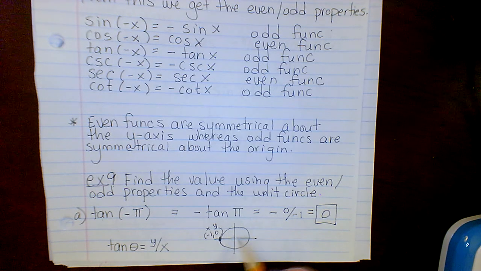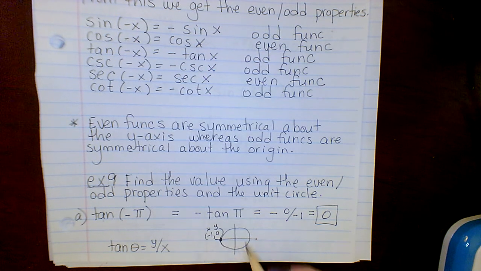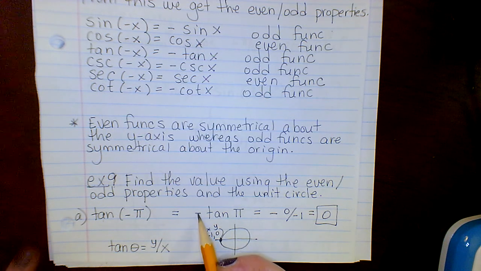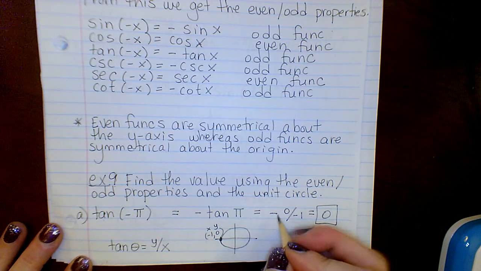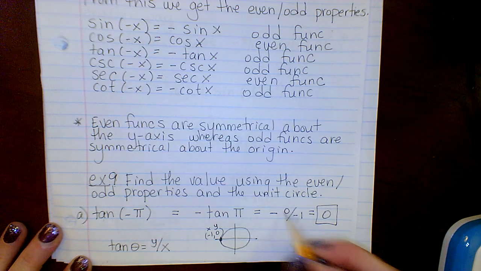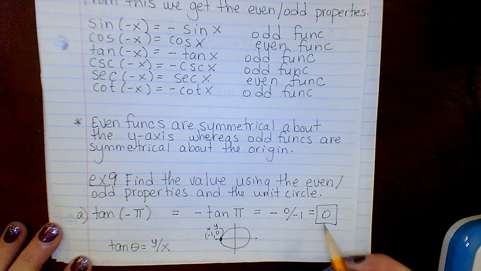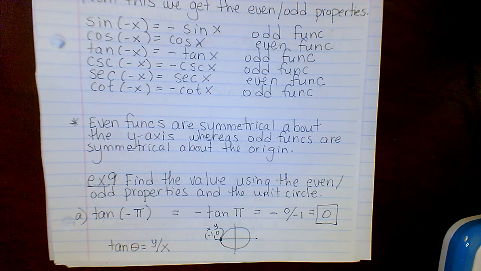Looking at the unit circle, pi is right here at 180 degrees. Excuse me. My reference point is -1, 0. So my x is -1, my y is 0. Tangent is defined as being y over x. This negative right here carries over to right here. And then we get that definition of y over x, or 0 over -1. That's just 0, so -0 is the same as 0. Okay?